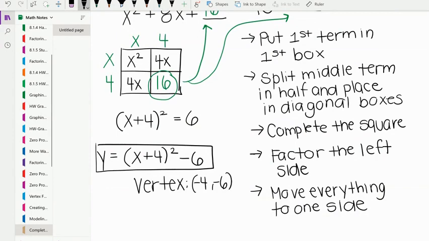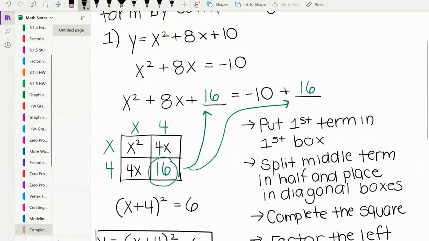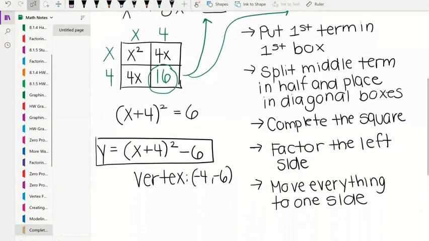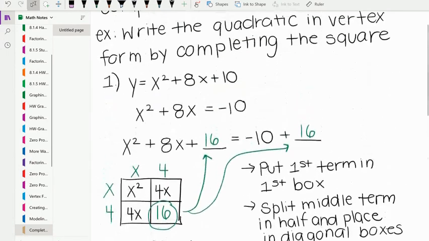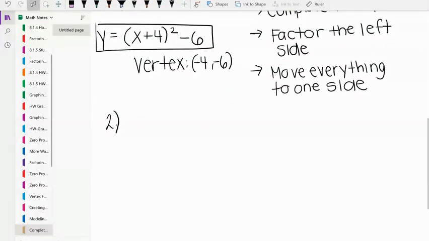So if I were to multiply out x plus 4 times x plus 4 and then subtract 6, I would end up getting x squared plus 8x plus 10. All we did was write it in a different way. Okay, so I know that first time it's probably confusing, so we're going to go ahead and do a few other ones. I think I called that problem 1, so I'll call this problem 2.